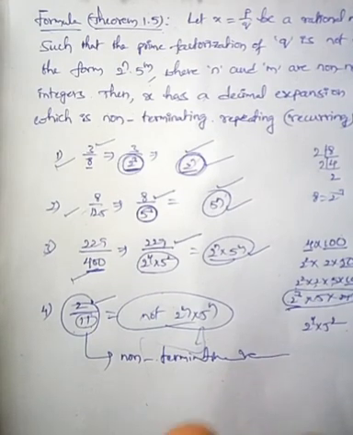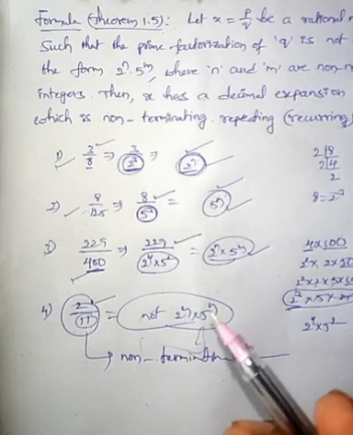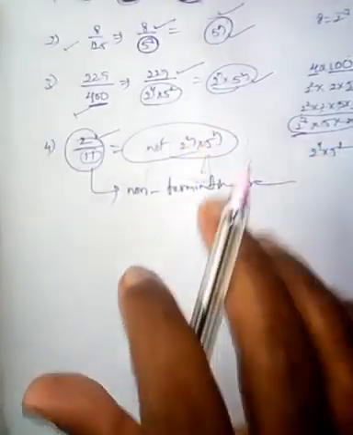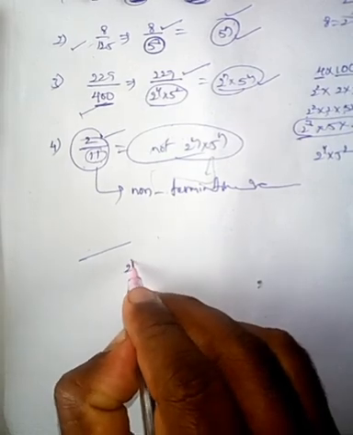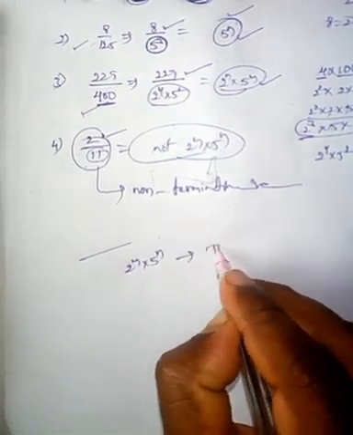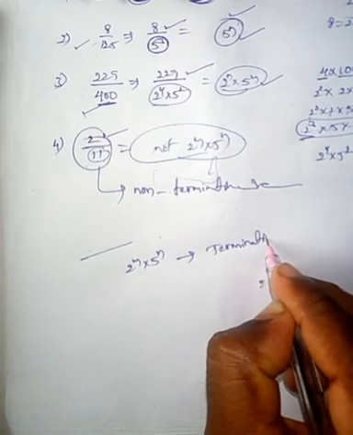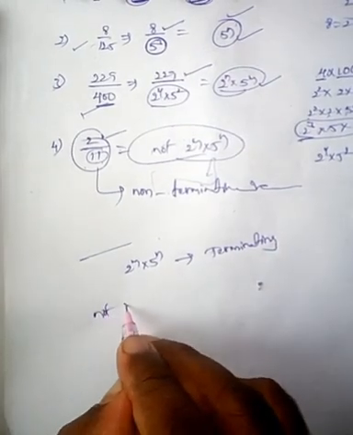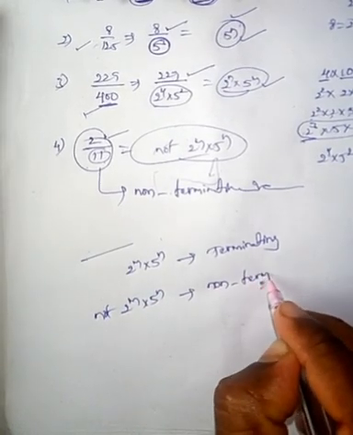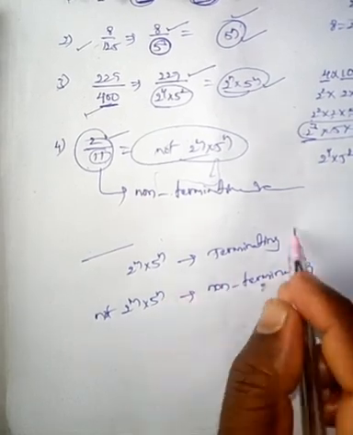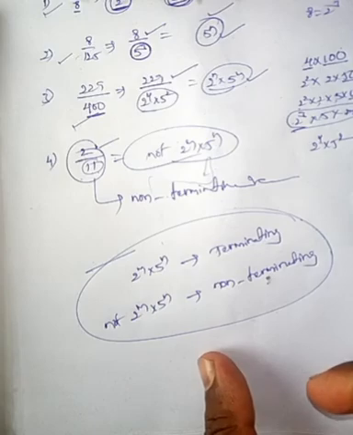So theorem 1.5 says that if any rational number is in the form of p by q and the prime factorization of q is in the form of 2 power n into 5 power m, then it will be terminating. Simply we can say that if the prime factorization of the denominator is in the form of 2 power m into 5 power n, then it will be terminating. If not in the form of 2 power m into 5 power n, then it will be non-terminating. So this is theorem 1.5.